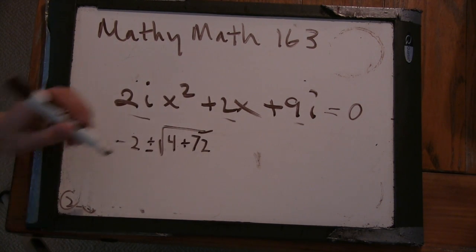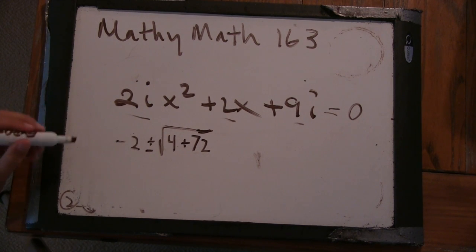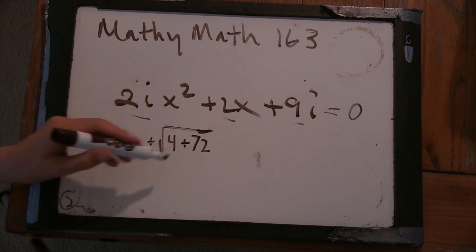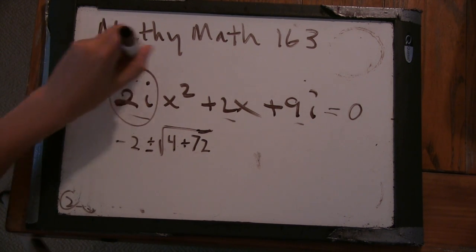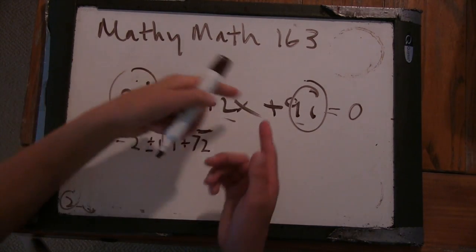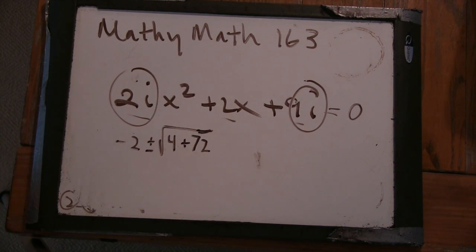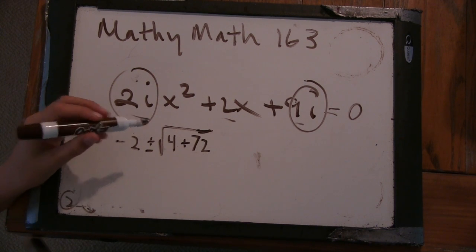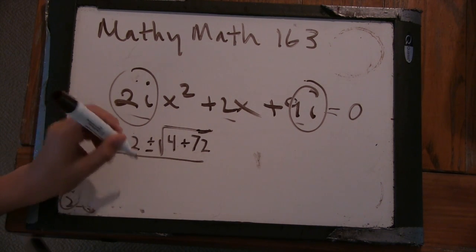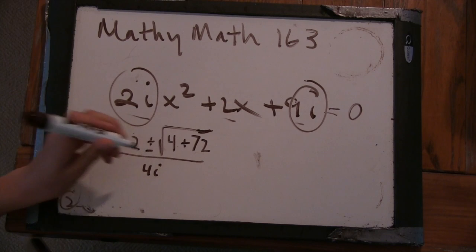Okay, why plus? I thought it was minus 4ac. Because that's what it is, but the a and the c multiply together to produce something negative. Why is that? Because you have i's. Okay, you got an i squared. Okay. So, and this is all over 4i. Alright.